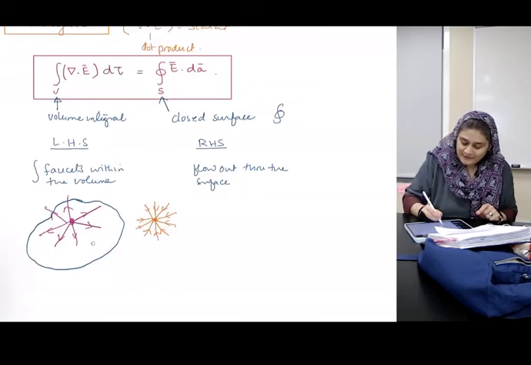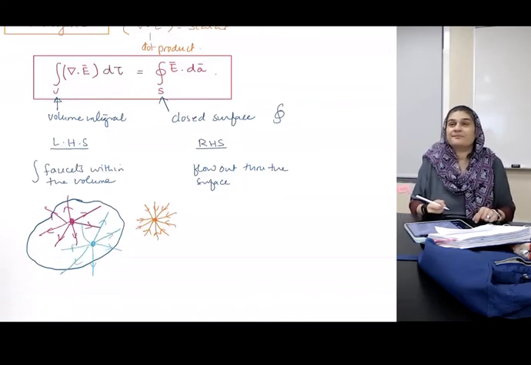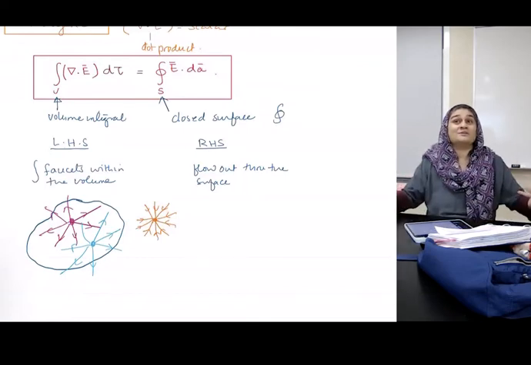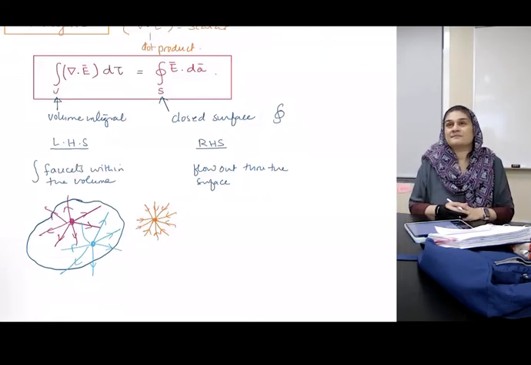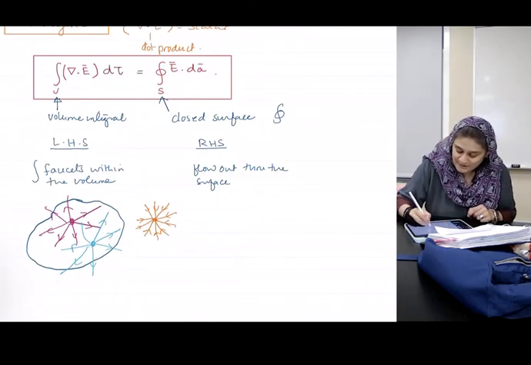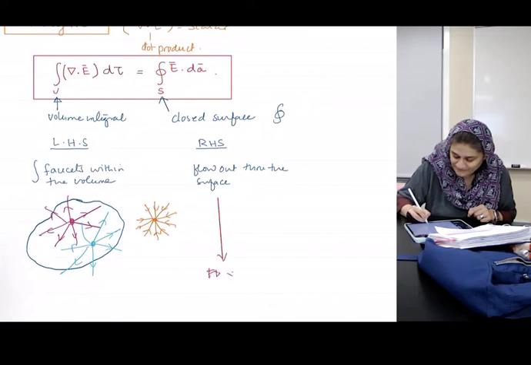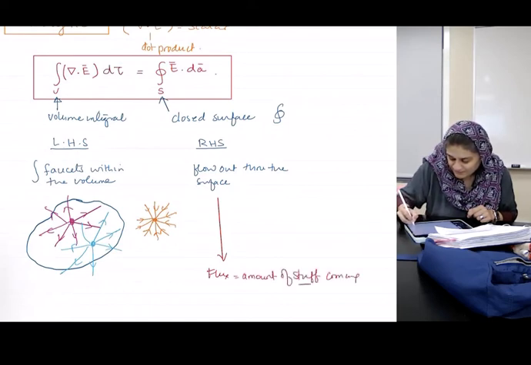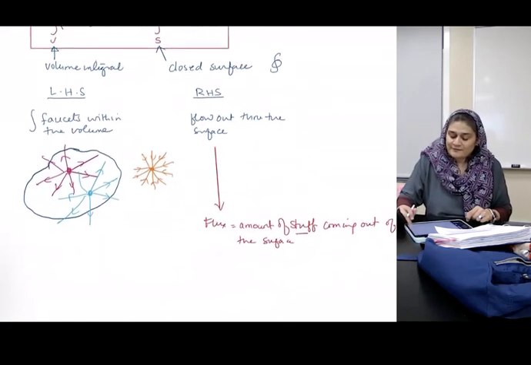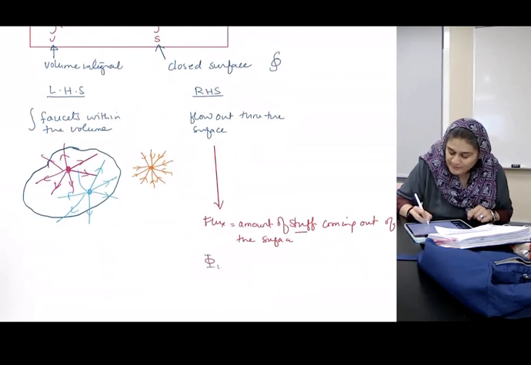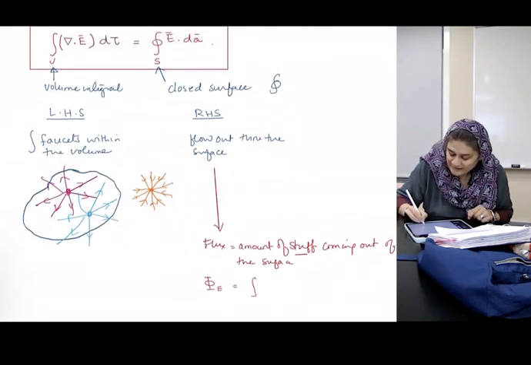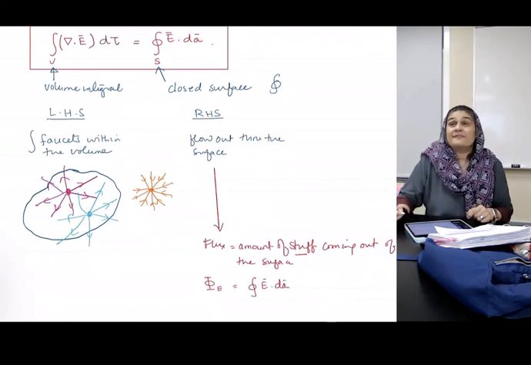Now, what if I put another thing in here that's also producing something? What increased? The amount of stuff coming out. And in physics, we call it the flux. So the right-hand side of this equation is also called flux. The amount of stuff coming out of the surface. And the flux is usually represented by phi, and we put a little subscript E, and that is nothing other than E dot dA, basically the right-hand side of this equation.